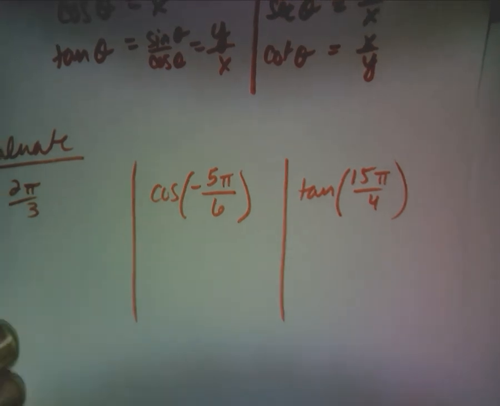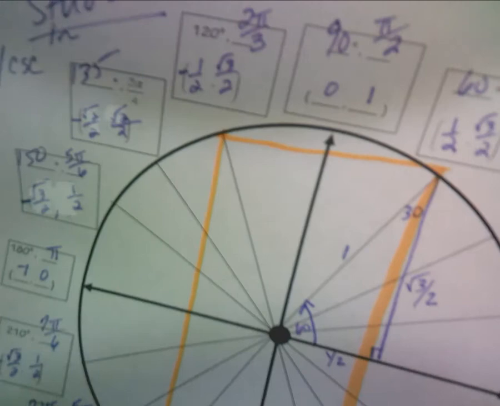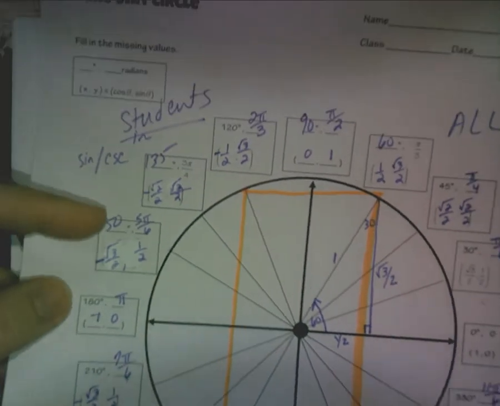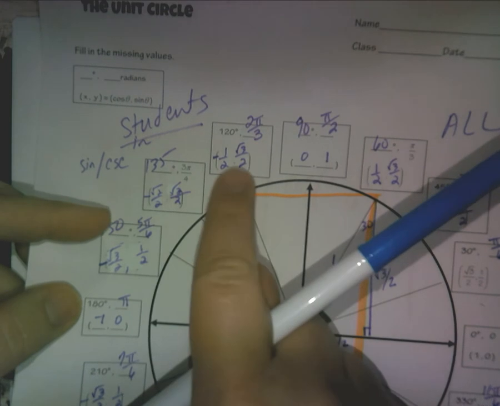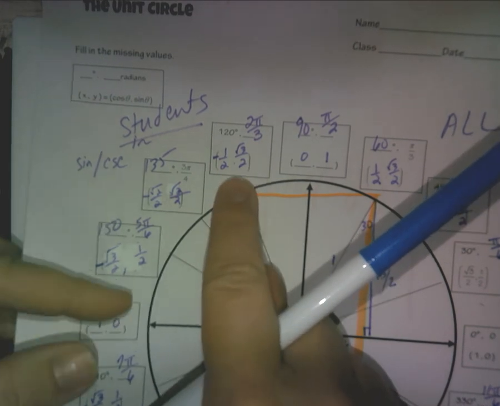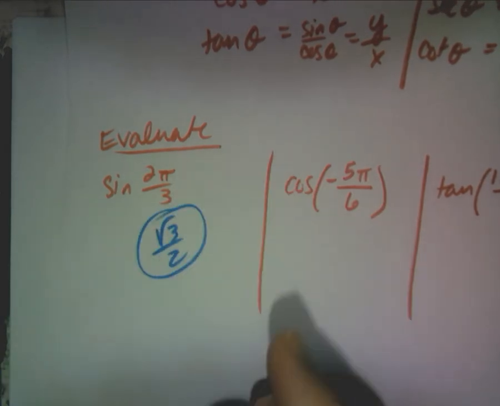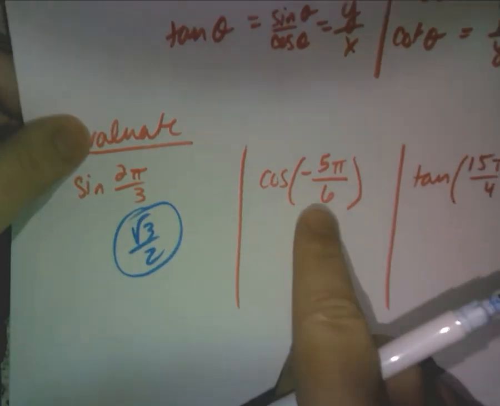So sine of 2 pi over 3, you go to your unit circle. You find the 2 pi over 3, and you figure out which one is your sine. It's the what? Square root of 3 over 2. Done. What do I do for negative 5 pi over 6?